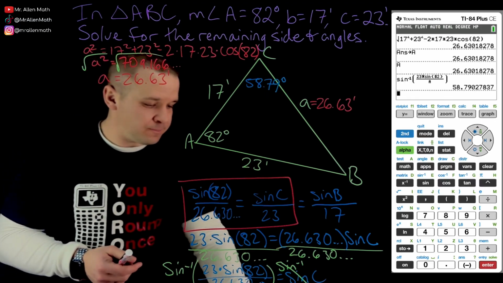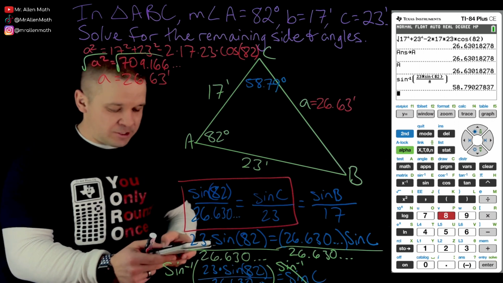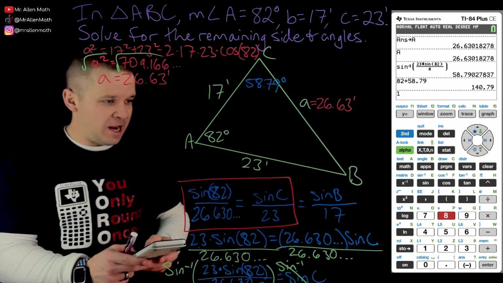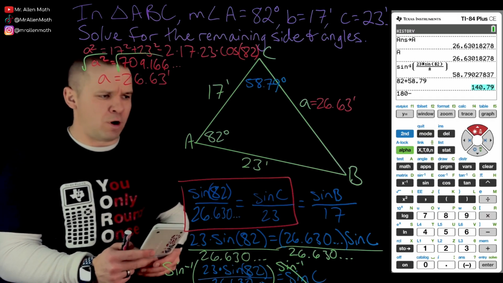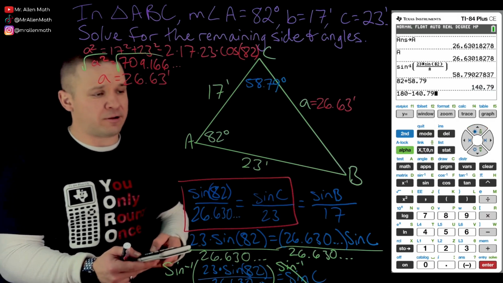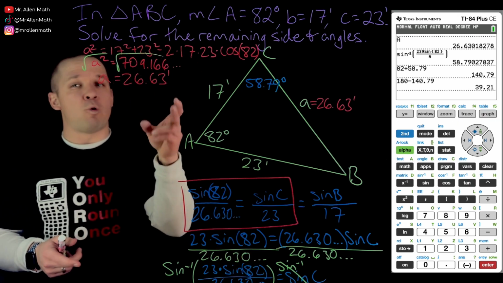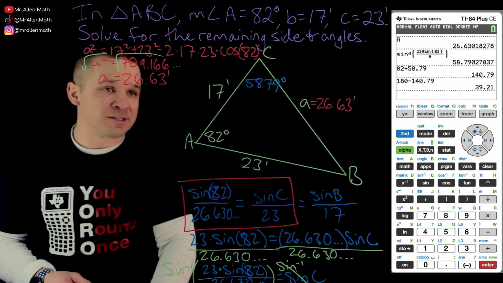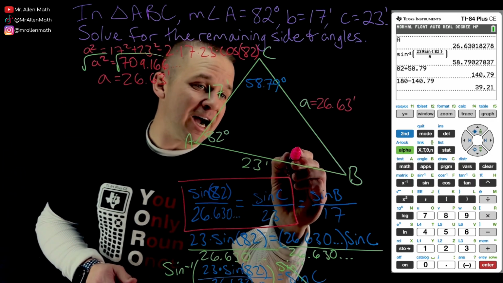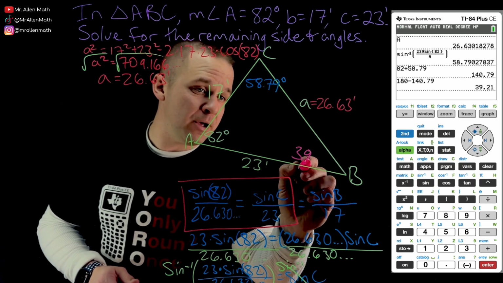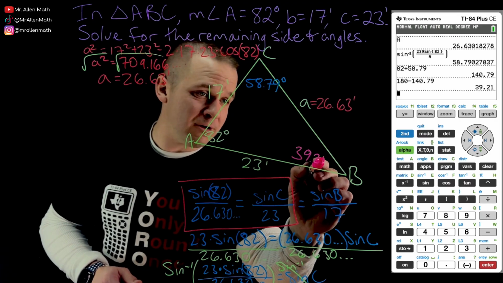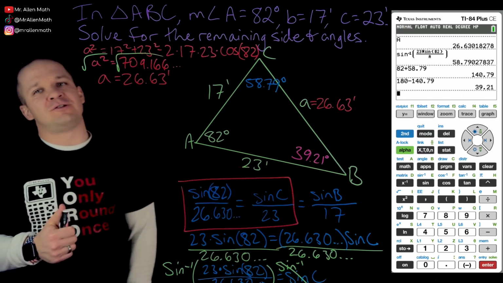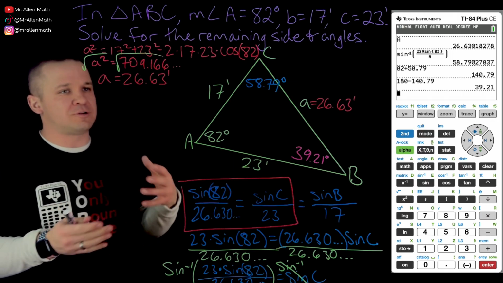And to get B, I'm going to do my 82 plus the 58.79, and I'll do 180 minus that. And you might be noticing like, hey, whoa. Did you just use a rounded value to calculate it? Yes, I did, because I want the angles to all add up to 180 degrees. In a triangle, all of the angles add up to 180 degrees. We got to have that here. That is the most important in my opinion. And my opinion is the one that matters in my video because I'm making the video. But yes, all three angles do need to add up to 180 degrees. I know a lot of teachers are sticklers on that.